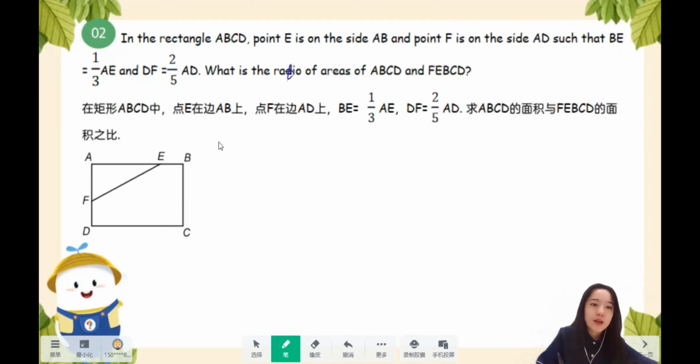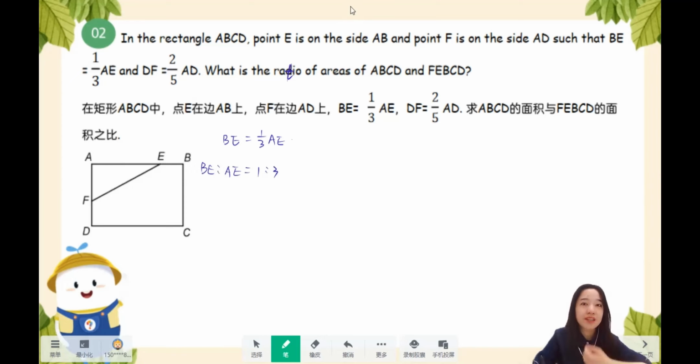So first, if we want to make the calculation a bit easier, we had better convert the fraction into ratio. If we know BE equals 1/3 of AE, in other words, we can solve that the ratio of BE to AE should be 1:3.